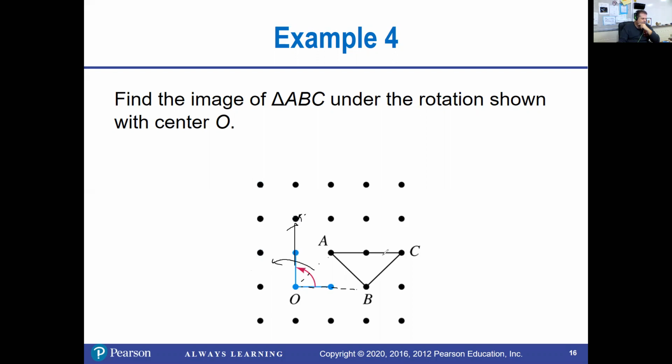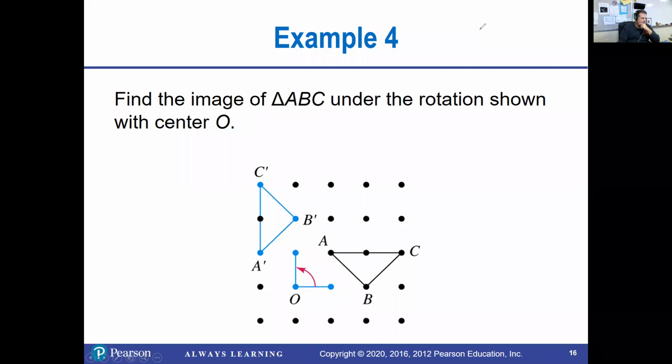Okay. C, notice it's going to have this distance and it's got to turn 90 degrees. Okay, and look how far it is. It's down 3 over 1. So it's going to be down 3 over 1. So C prime is probably going to be way up here. Okay. So when you turn it, you now have A. So when you look at the distances, that's kind of important here.